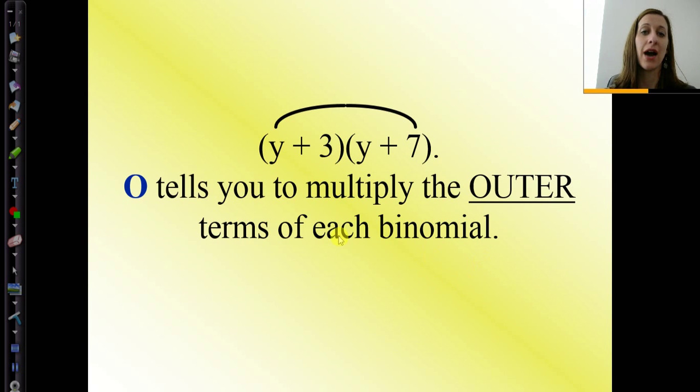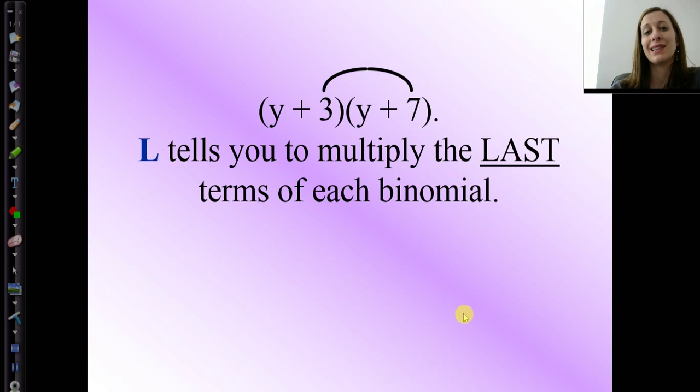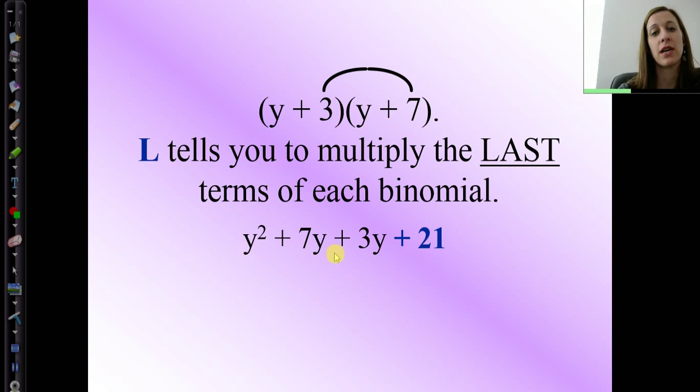O is for the outer terms. So the outside terms are y and 7. And then I is for the inner terms. The two terms that are on the inside are 3 and y. And lastly, we would have the last terms in each binomial, which are 3 and 7. So we end up with y squared plus 7y plus 3y plus 21.